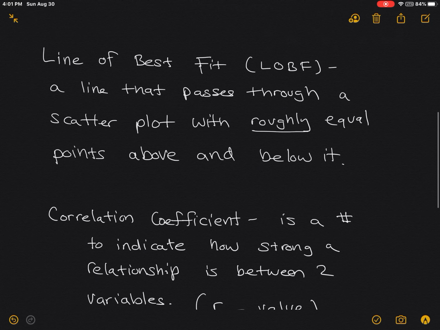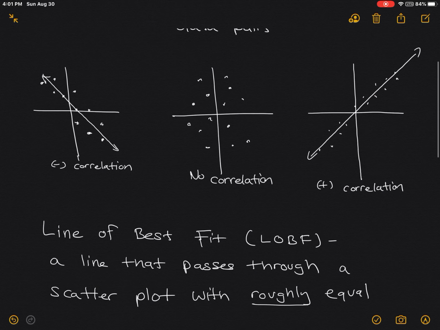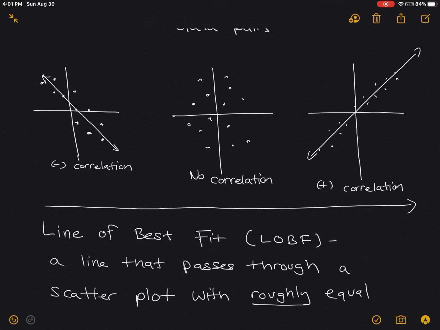And I'm going to go back to our graph over here. Your correlation coefficient is typically on a scale from -1 to +1. So if it's a negative correlation, your R value is close to approximately -1. If there's no correlation, your R value is going to be 0. And if there is a positive correlation, your R value is approximately close to +1.